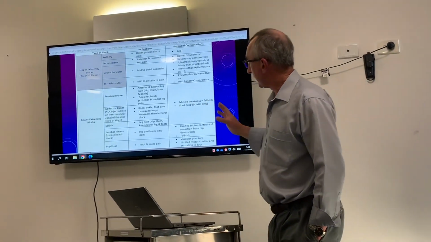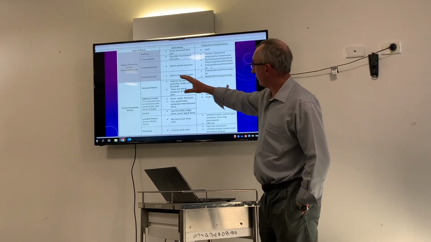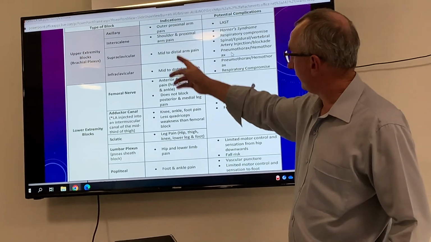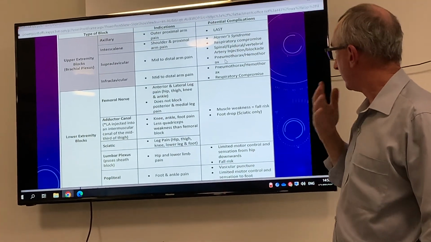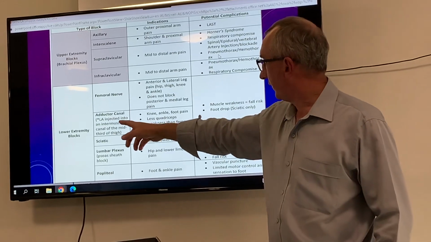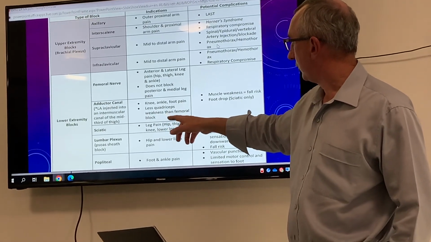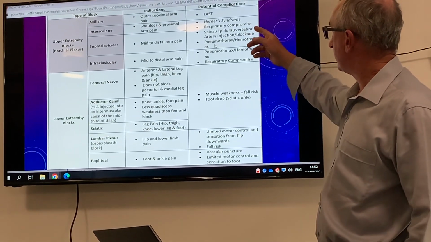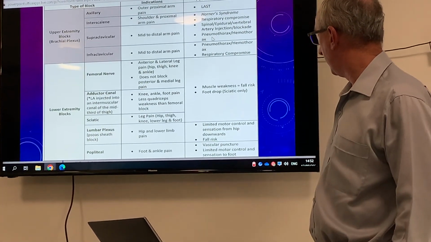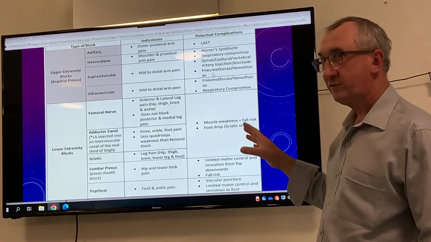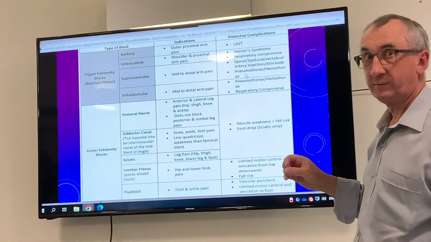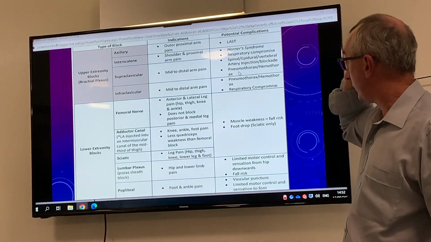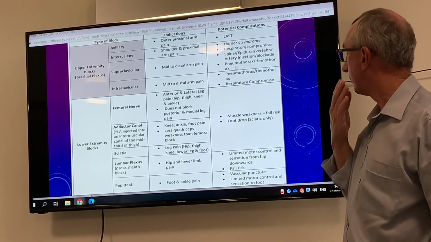This table is a little bit complicated, but essentially it shows, for the upper and lower extremity, which blocks, what the indications are, and the potential complications of those. As I was just saying about the adductor canal, it causes less quads weakness than the femoral nerve block. Then pneumothorax, respiratory compromise. Chris has all these on his emails if you want to get a copy from him. Last is local anaesthetic systemic toxicity, which is a problem with all nerve blocks, and I'll touch on that briefly in a minute.